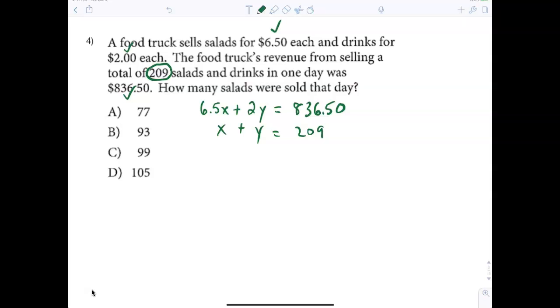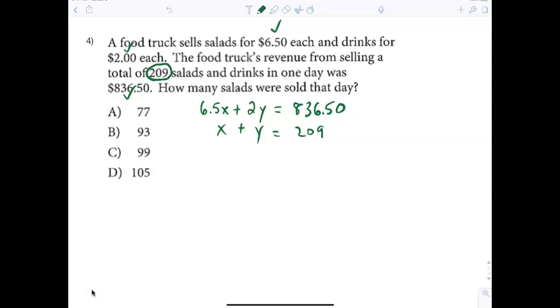Listen to me. Does it say it sold 209 salads? No, it doesn't say that. It sold what? Salads and the drinks together was 209. You with me? And again, that's an English thing. You have to be careful. Everybody happy with that? Everybody good?